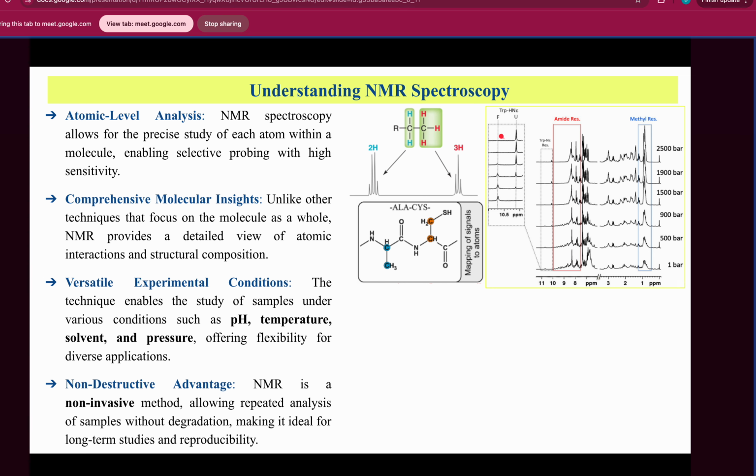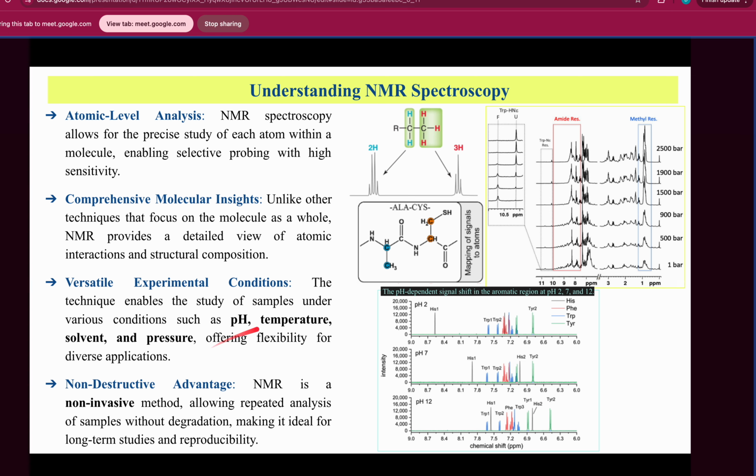In this example, they have shown how the peak intensity changes when the protein is in the folded state and the unfolded state. Towards the upside, the pressure is increasing. When the pressure is increasing, the intensity of the unfolded protein is also increasing, and the folded protein intensity is decreasing, which shows that whenever pressure is applied, the protein is getting unfolded. With this, we can compare at different pressures how the protein is getting unfolded or vice versa. In this way, we can change the conditions and study the biomolecule and its behavior.